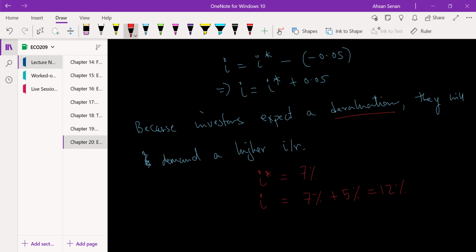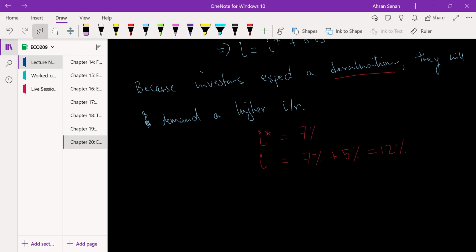Because of course, especially if the government has no plans for devaluation, economically, it'll be pretty difficult to offer an extra 5% interest rate. And what's going to happen as a result of this?